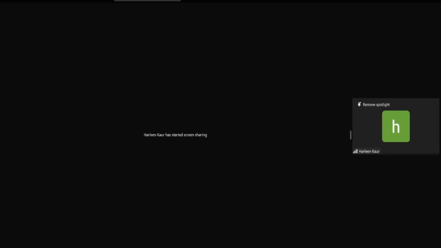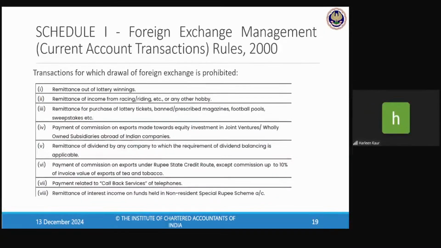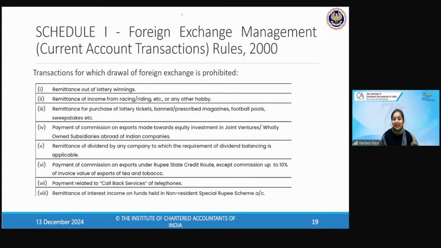Let's proceed ahead. Does anyone have any doubts? Anyone having any doubts? Otherwise, we'll proceed ahead. All right. All clear? So that's good.